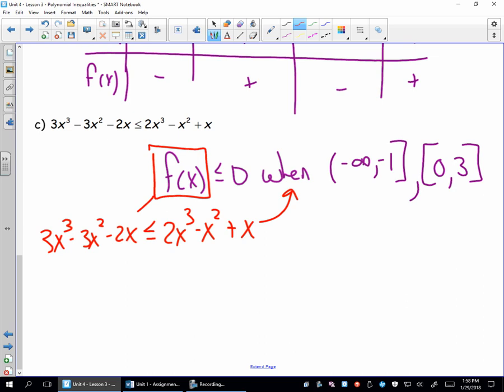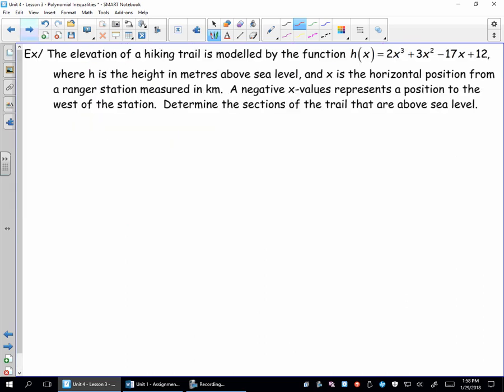Okay. I'm going to try one more application and we're done. Word problem. Elevation of a hiking trail is modeled by this function, where h is the height above sea level and x is the position from a ranger station. A negative x value represents the position to the west of the station. Okay, so just things left and right, basically. Determine the sections that are above sea level.